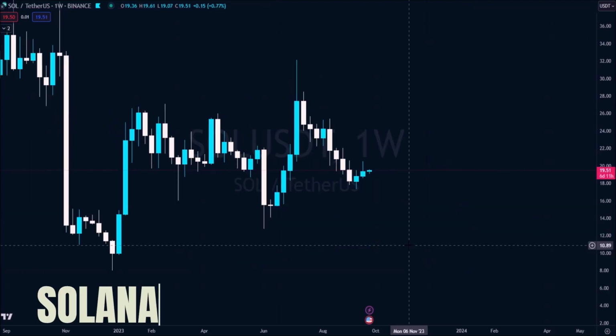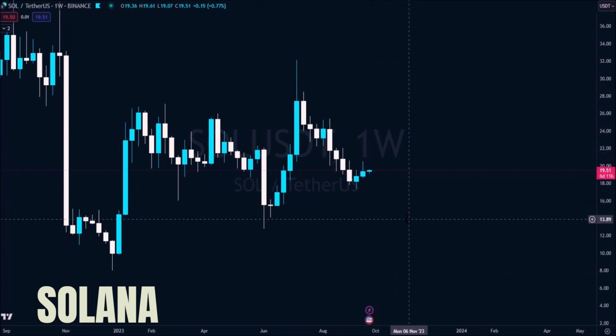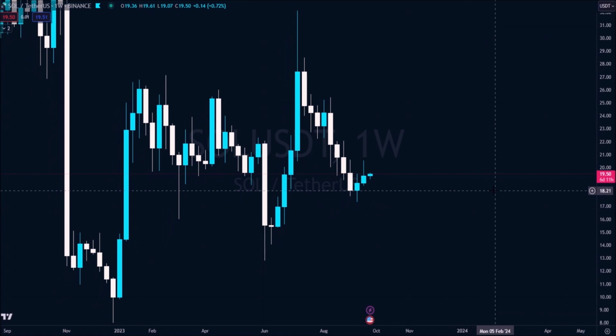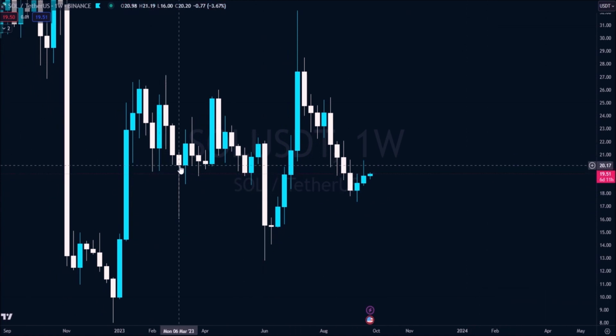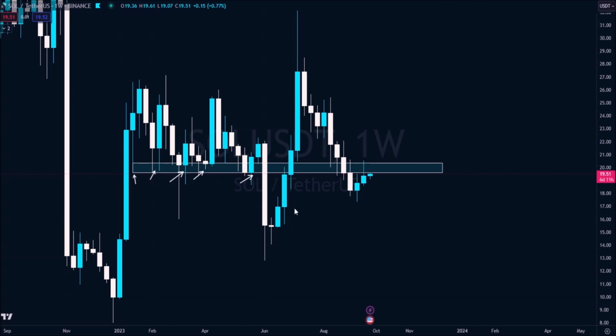So moving on to Solana, this is a weekly chart. We've had a nice bearish leg. We're in the midst of a small pullback at the moment. We can mark out some structure here on the weekly that will give us a nice gauge of where price is at and what it's coming into. We have support, support, support, support, support, and current resistance at the moment.